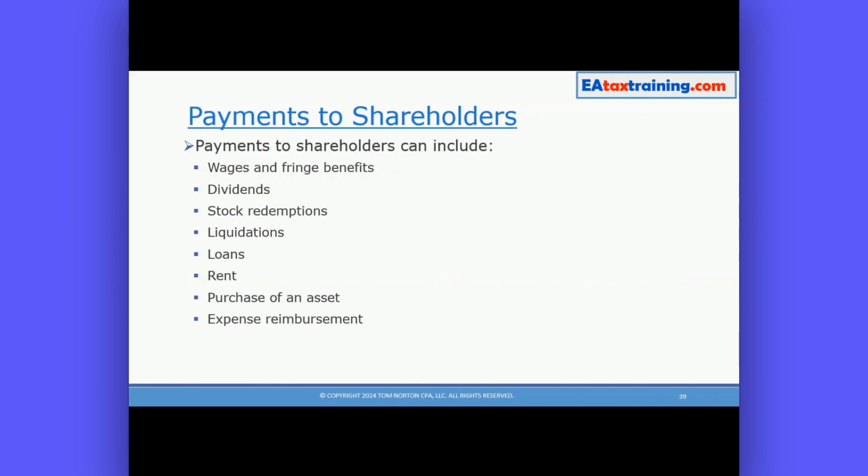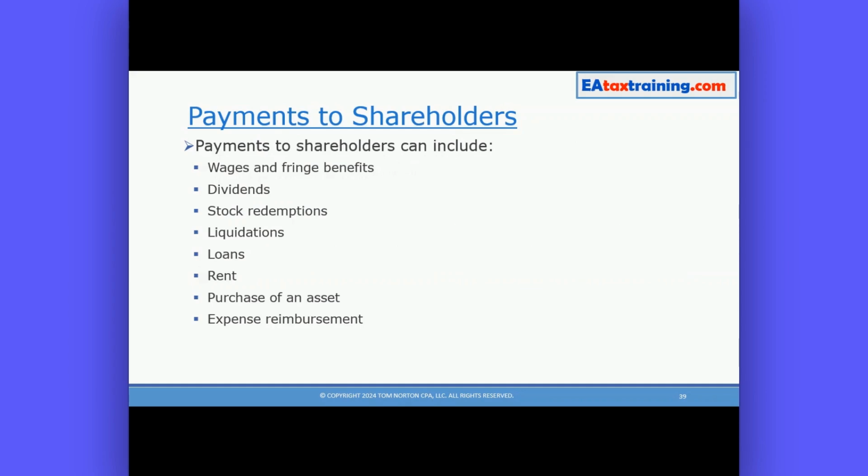So, types of payments that a corporation can make to its shareholders. There can be several types. So, most of them we're going to list here. There could be others that aren't on this list, but these are the major ones. So, they could be paying them wages and fringe benefits. That's one type of payment the corporation could be making to a shareholder. Could be paying them dividends. They could be redeeming the shareholder's stock. It's a stock redemption. It could be a liquidation of the corporation, for corporations going out of business and they're liquidating and returning money to the shareholder. It could be a loan from the corporation to the shareholder.